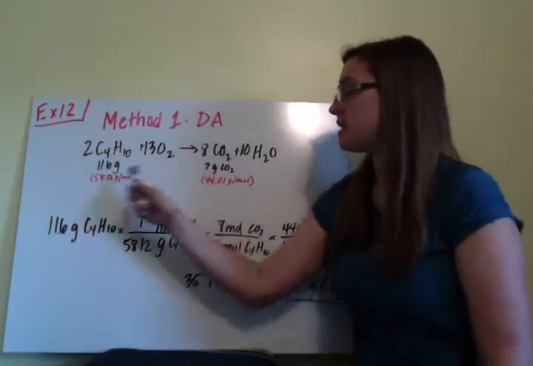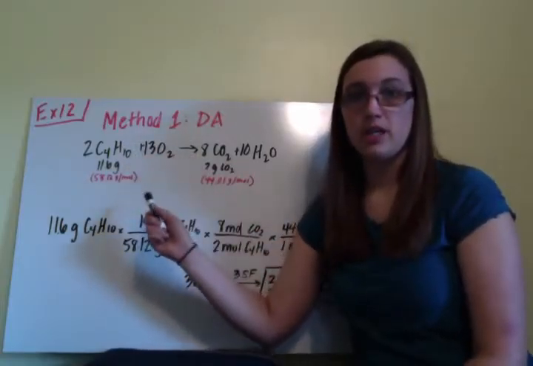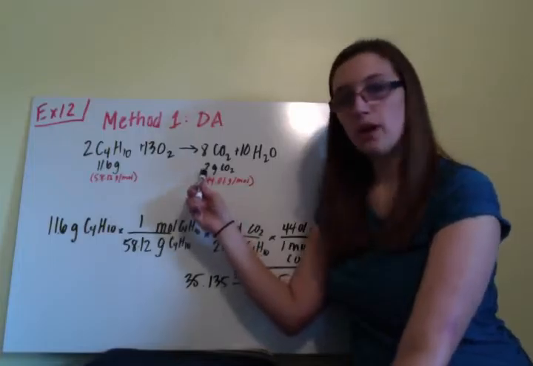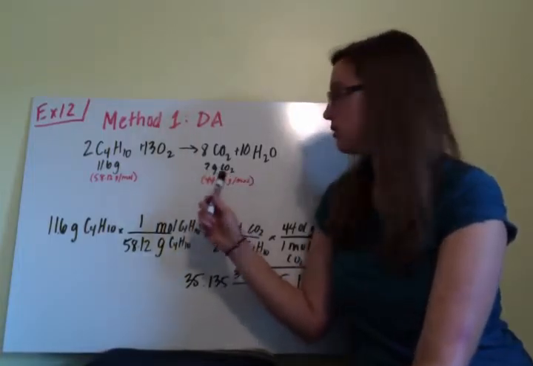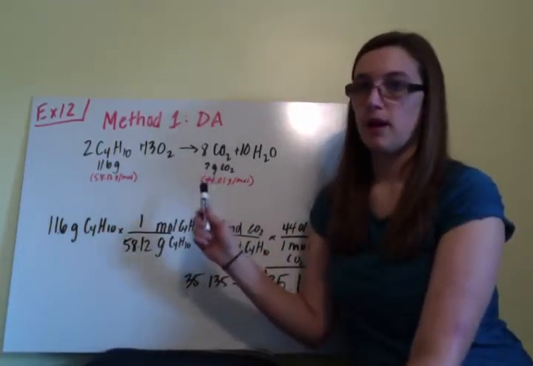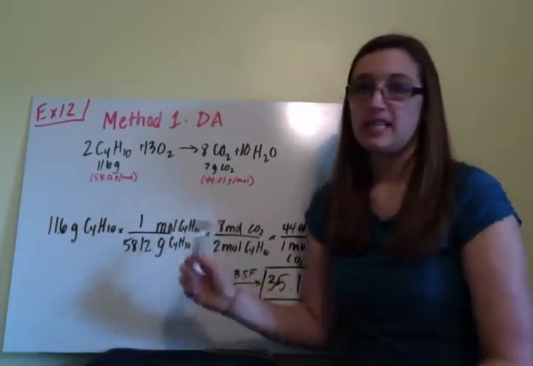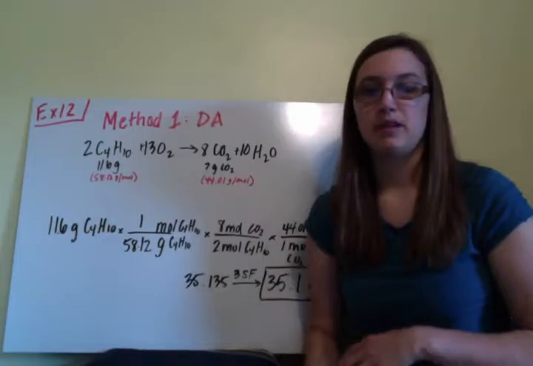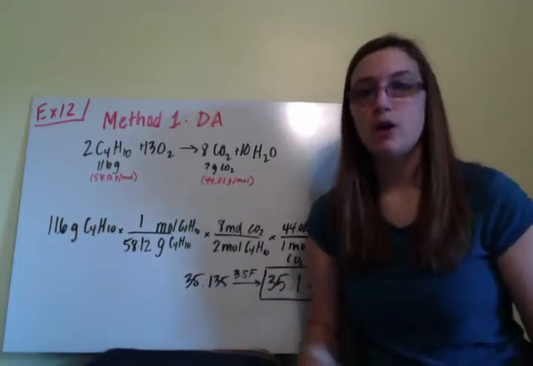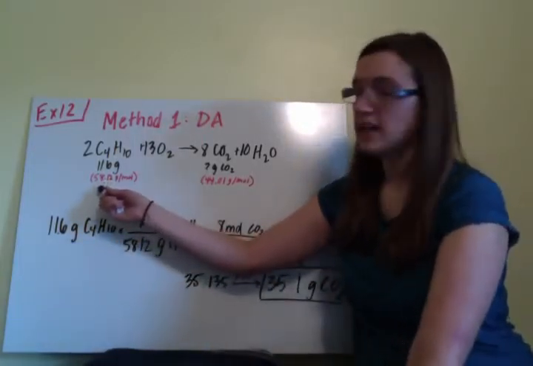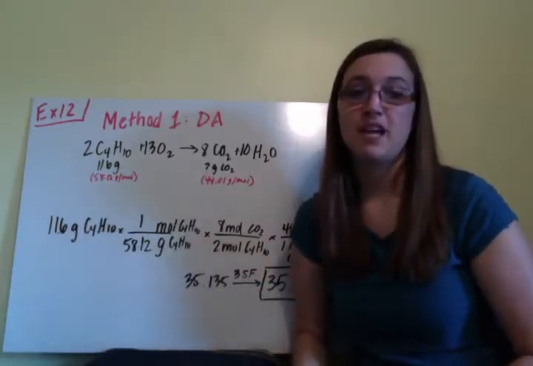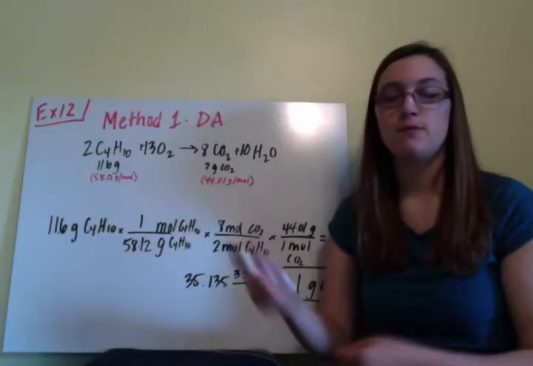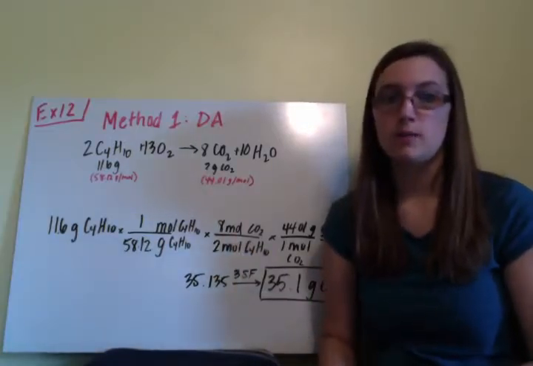So this is balanced, and under my balanced equation I wrote our given, 11.6 grams, and I put a question mark with grams of CO2, because that is from the problem. Then in parentheses, because we're working with grams, I put the molar masses. I solved for the molar mass and found that C4H10 has a molar mass of 58.12 grams per mole. Carbon dioxide has a molar mass of 44.01 grams per mole.